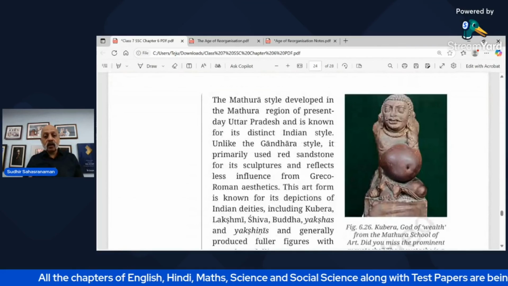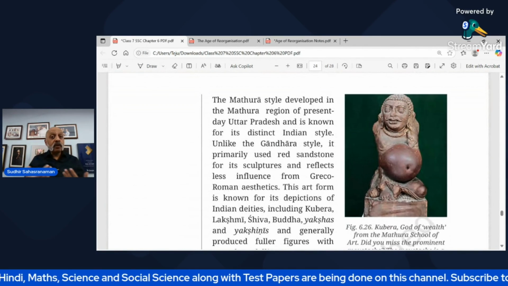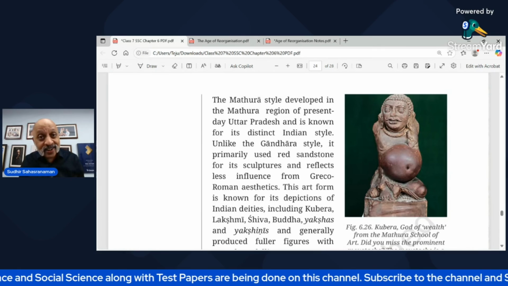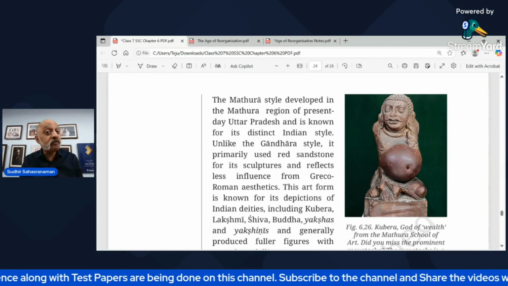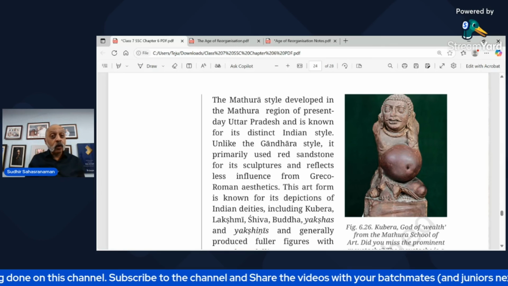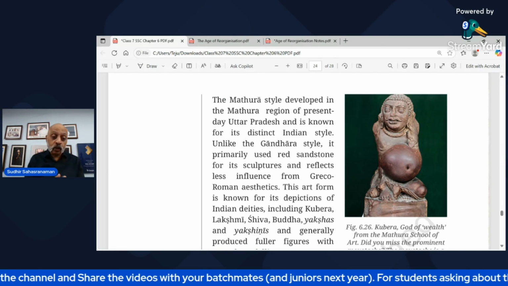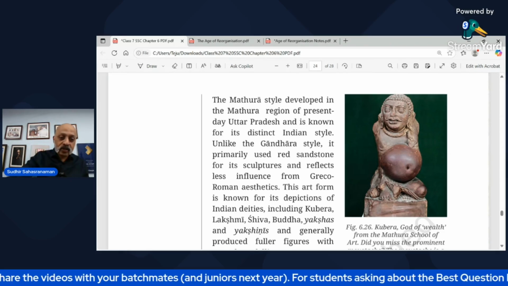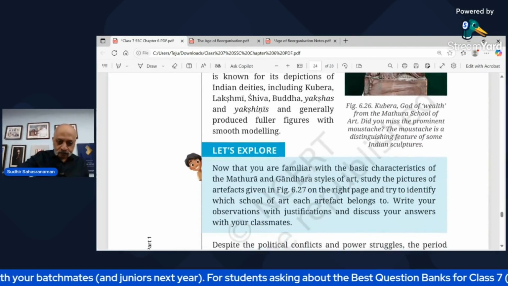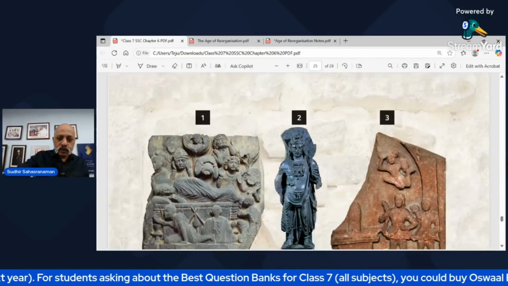This is the Mathura style. This is Kubera, the god of wealth, right? Everybody, if they wanted any god who needed money, would actually borrow it from Kubera. Okay, so there are many stories which do the rounds about it, including that of Lord Venkateshwara of Tirumala Tirupati. There are lots of interesting stories about that also. Okay, so with this we come to the end of this particular chapter.